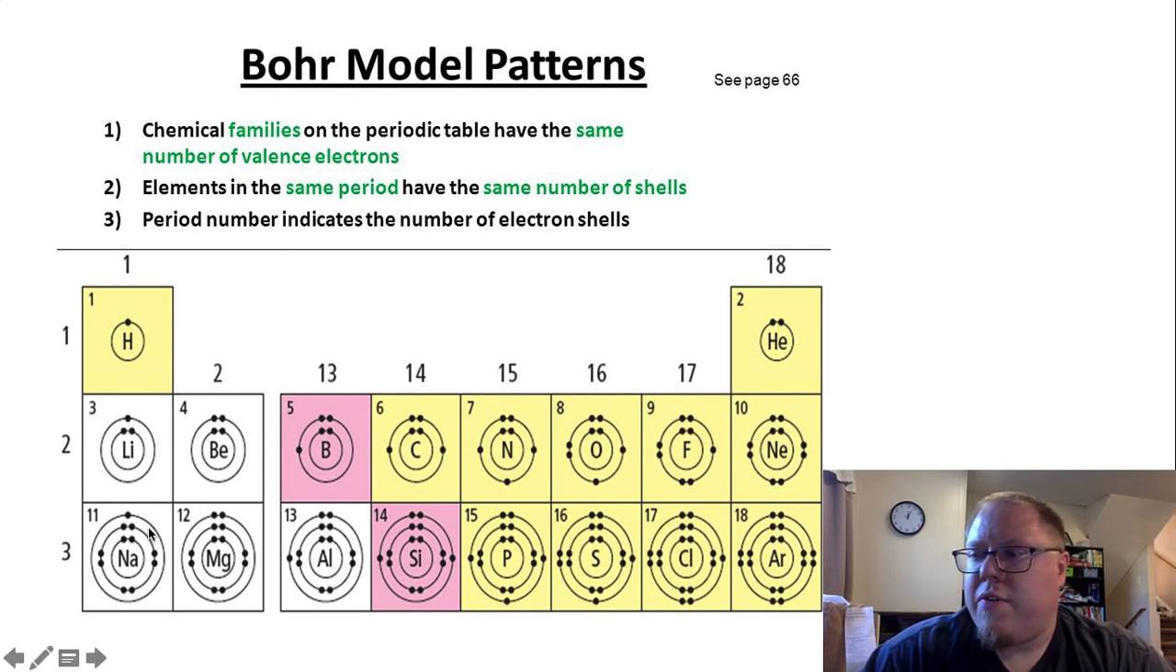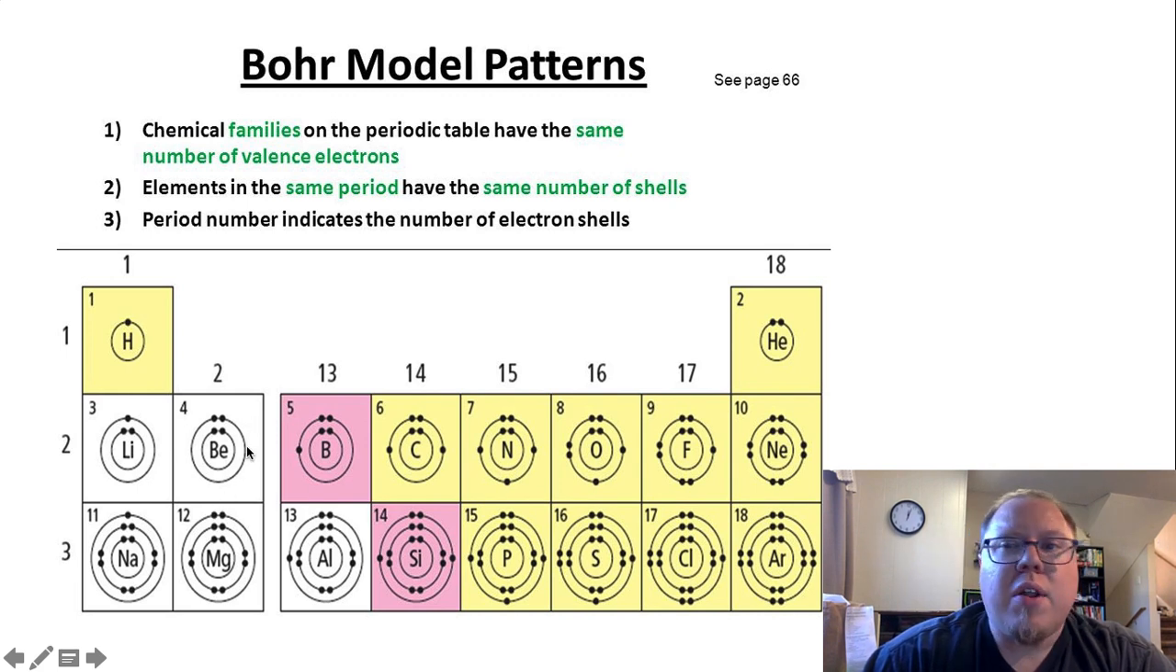First off, if you look at families here, so this family right here, the alkali metals, they all have the same number of valence electrons. So hydrogen has one, lithium has one, sodium has one. You go to the next family over, the alkaline earth metals, and they all have two valence electrons. This is actually the characteristic that makes them a family. So beryllium has two and magnesium has two, and this continues all the way down. They have the same number of valence electrons in each family. So those valence electrons are important for what those families are.